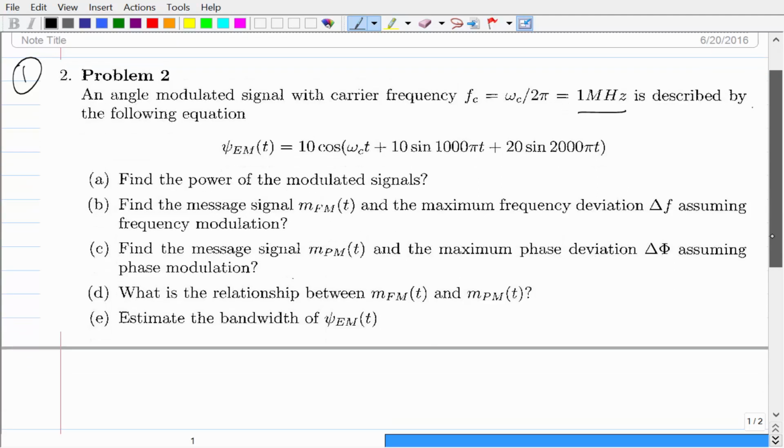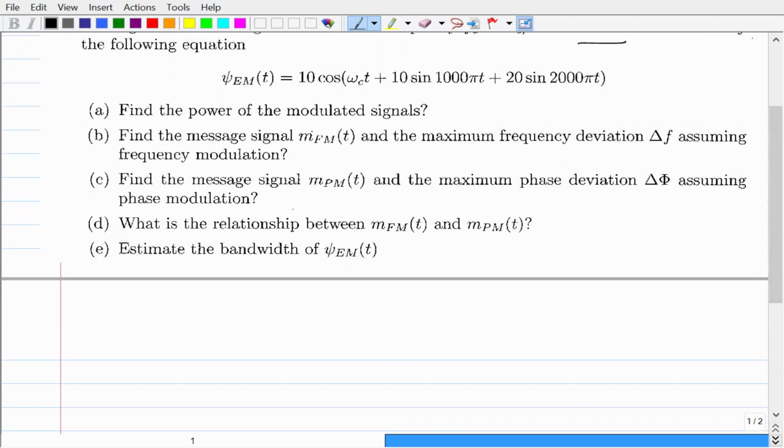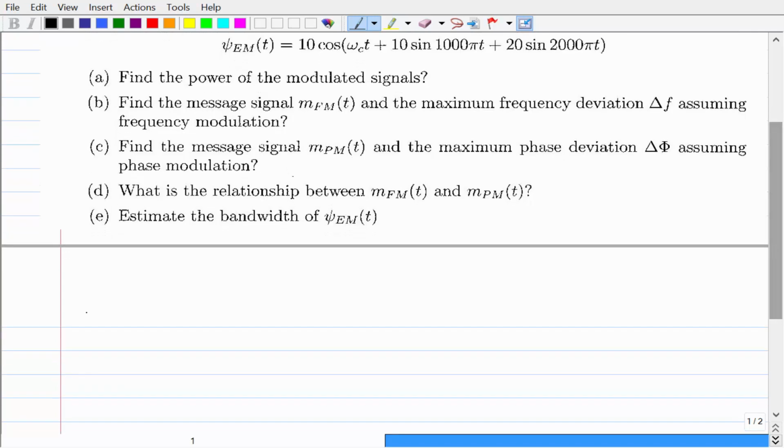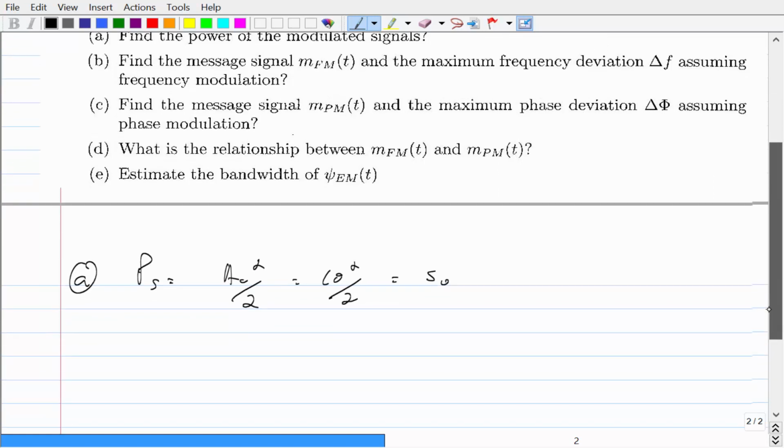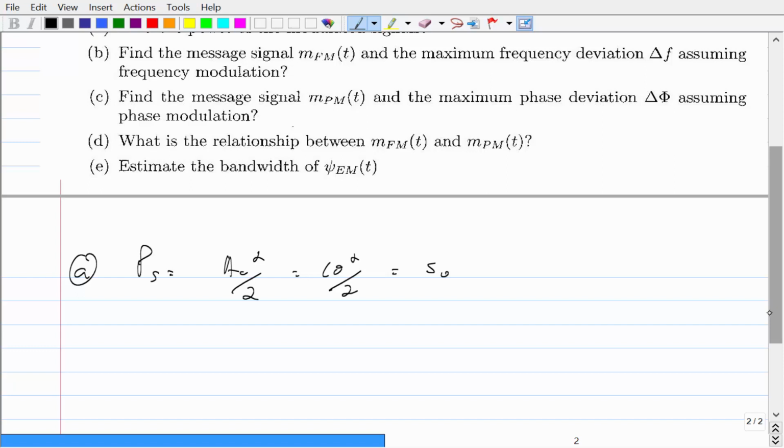Okay. So the first question asks you to find the power of the modulated signal, and that's pretty easy. Remember, for frequency modulation, you are not changing the height of the carrier. You're only changing the frequency of the carrier itself. Because the height stays the same, the power is simply the carrier amplitude squared divided by 2. It's like a free mark for you. So the power is A_c squared over 2, or 10 squared divided by 2, which is 50. Okay, that's great.